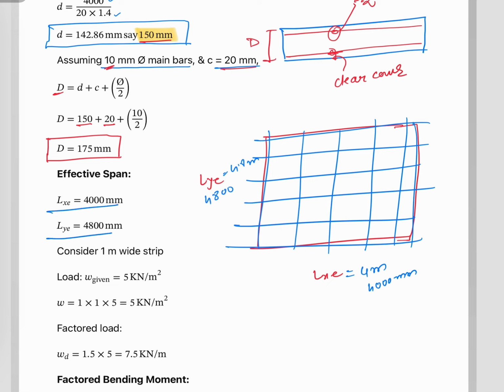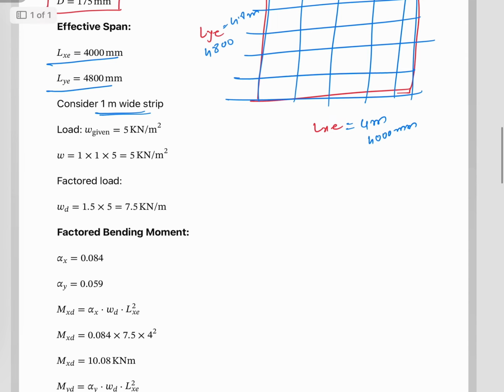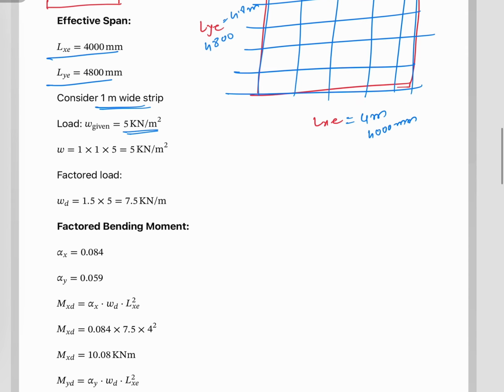Now let's consider the 1 meter wide strip which we have considered. We have a given load of 5 kilonewton per meter square. So 5 into 1 meter, because we have considered a 1 meter wide strip, so the total load is 5 kilonewton per meter. But now make it a factored load for future construction. Multiplied by 1.5, it becomes 7.5 kilonewton per meter.